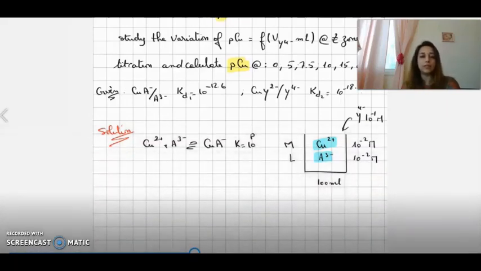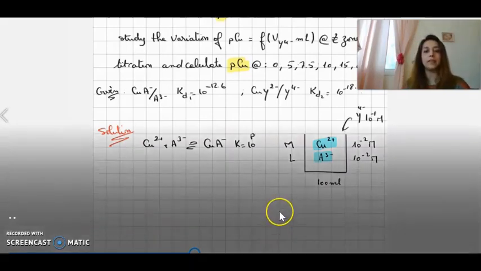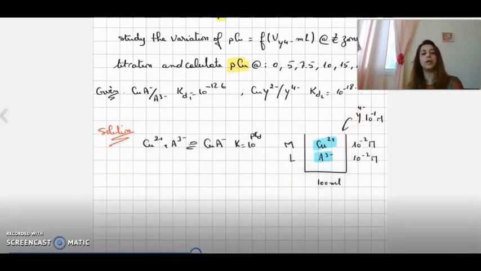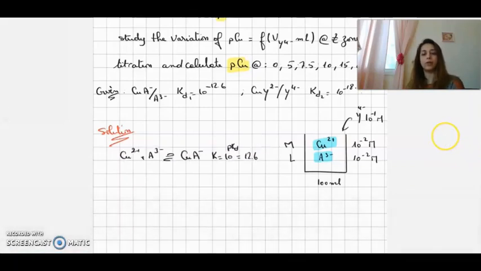Before starting the titration, I have to verify if there's a reaction between the reactants given in the beaker or not. Here I have, as I said, metal and ligand. So before starting my titration, this metal and ligand will form a complex CuA-. Formation of the complex, so K equals 10^pKd.